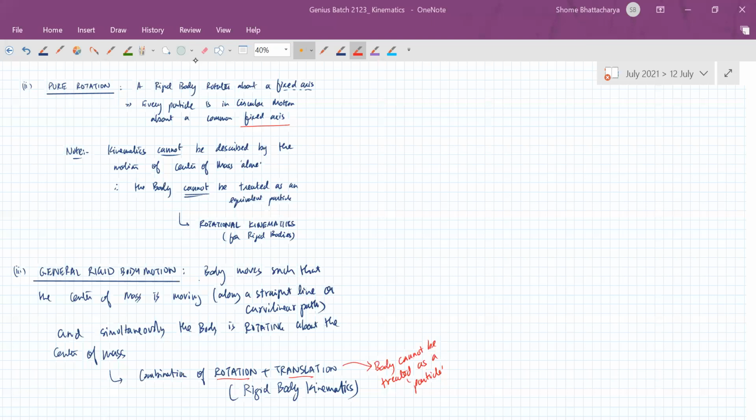That means even if we are talking about a rigid body, if the rigid body is in pure translation, it can be treated like a particle. Pure translation, I repeat, does not mean that it's straight line motion. It can be motion along a curved path also. But while the center of mass is moving along a curved path, the body is not rotating about the center of mass. So every particle has the same path, identically, same velocity, same acceleration, same displacement at any instant of time.